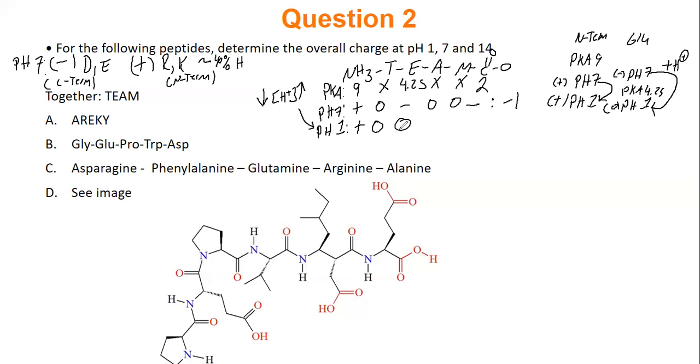Alanine doesn't have a pKa. I don't care about it. Always neutral. Methionine doesn't have a pKa. Don't care about it. Always neutral.